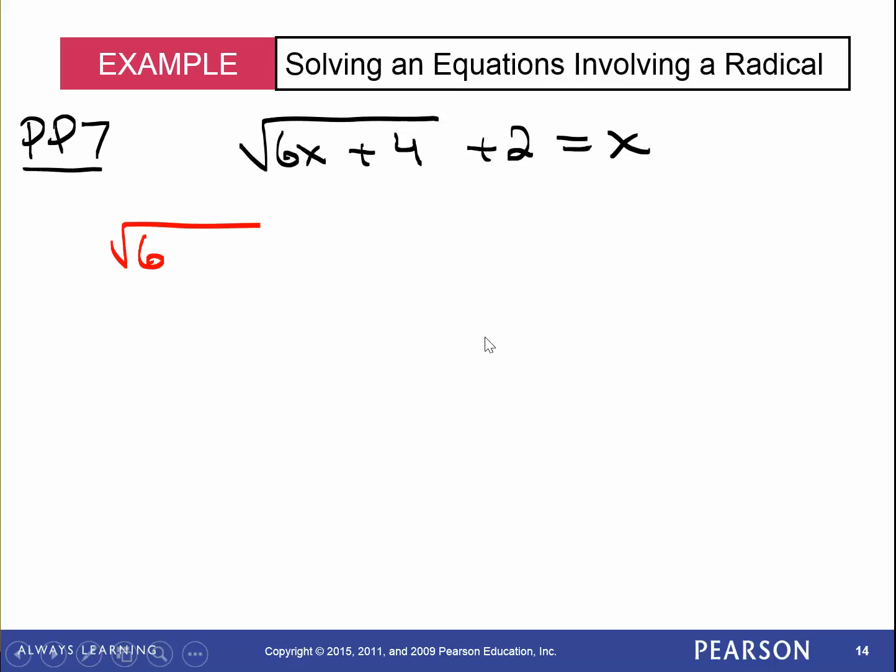Alright, so here's what I would do. I would probably move the 2 over to the other side. There it is. My square root is all by itself now on one side. Because if it isn't, then you're not going to be able to cancel off this little square root term, or this little radical. Once that is in place, let's square both sides.